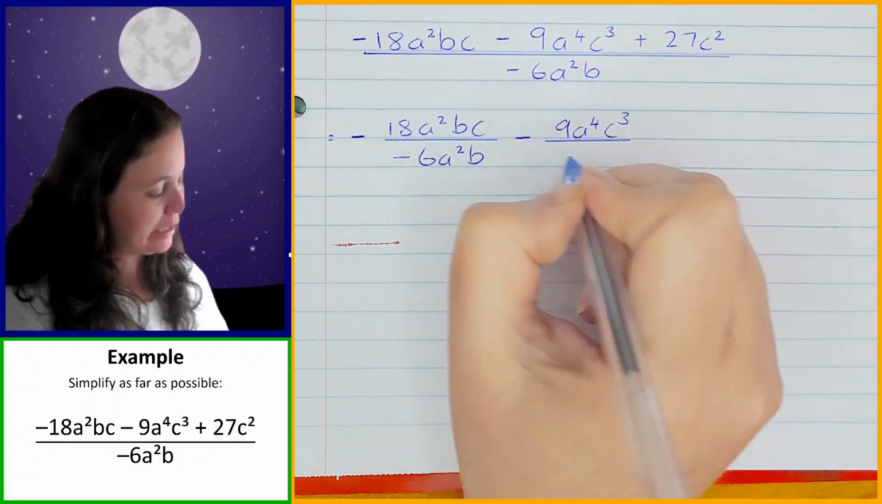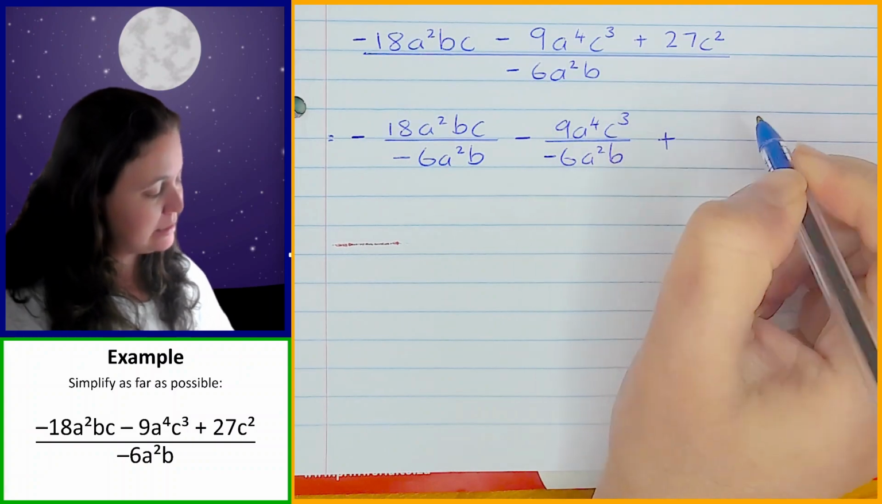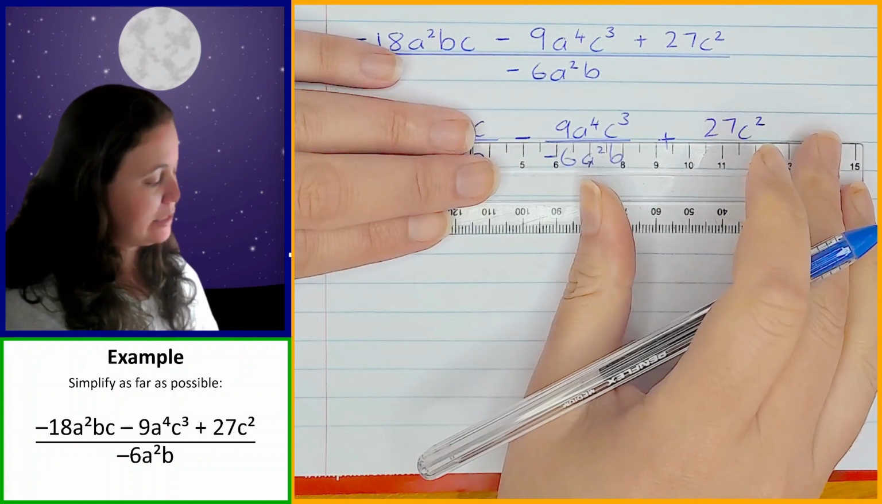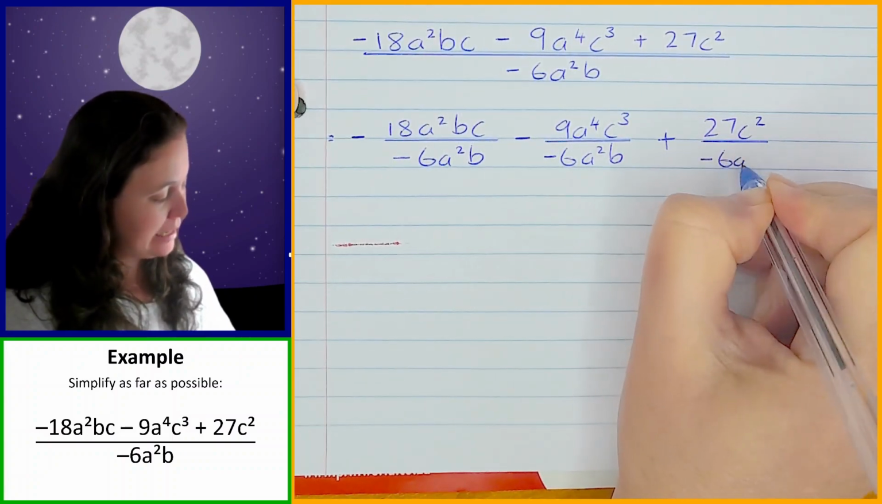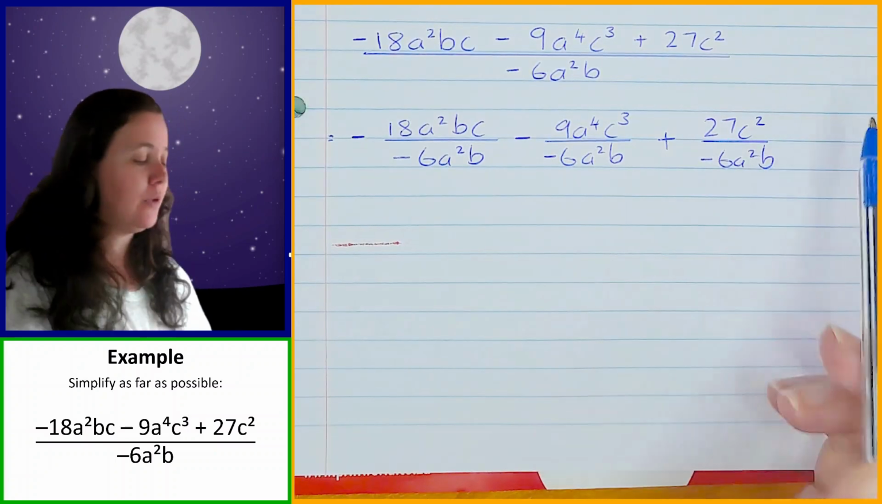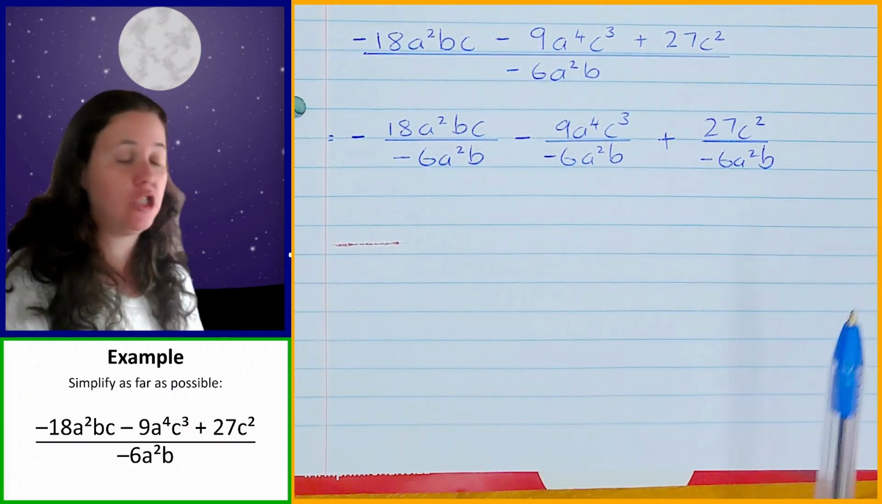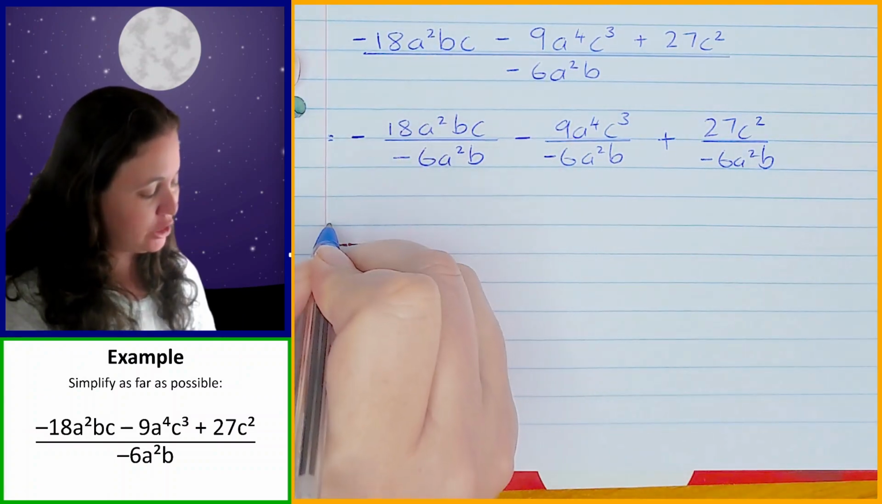over the same denominator of negative 6a squared b. Then I've got a plus 27c squared over that same denominator again of negative 6a squared b. So when I split it up, all three of the fractions are going to have that exact same denominator. It doesn't change at all from one fraction to the next. Okay, now I'm going to go and simplify each of these fractions.